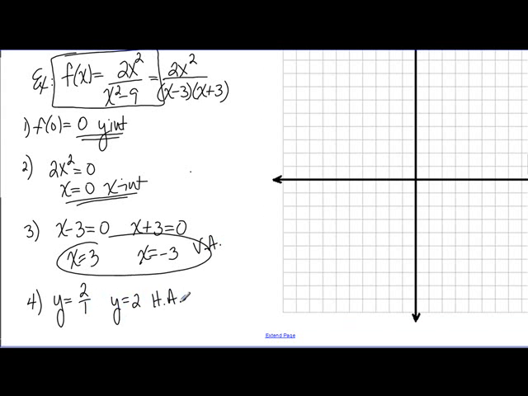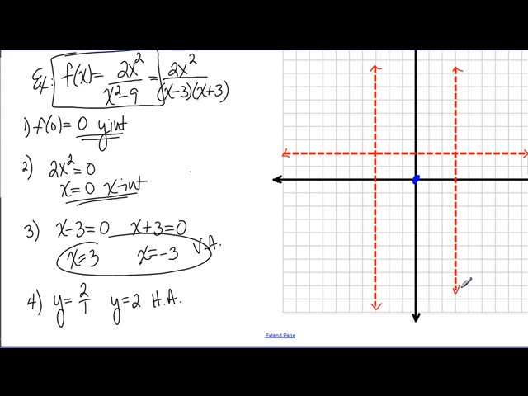So next we want to start with plotting the information we have. We have a point (0, 0) that we know is on our graph because that's the y-intercept and the x-intercept. We want to sketch x equals negative 3 and x equals positive 3 and y equals 2 as our asymptotes. And you can see that that's not enough to know what this curve looks like.